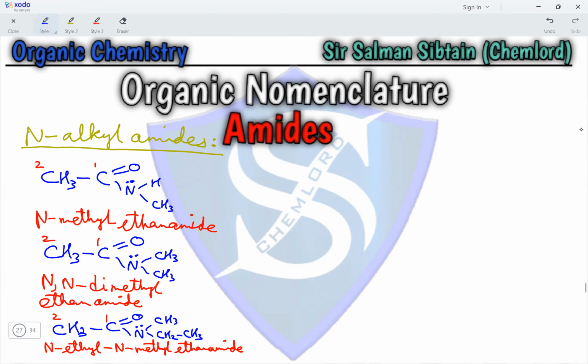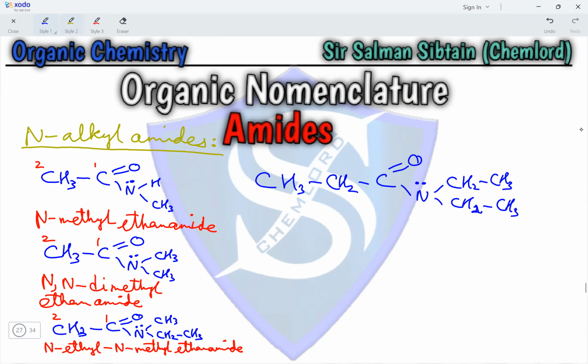So another example would be CH3, CH2, then we've got C double bond O, we've got N, and now we have two ethyl groups. So since the groups are similar, we will use the term di for them, diethyl. The name of the parent compound having three carbon atoms would be propanamide. So this would be called N, comma N diethyl propane amide.